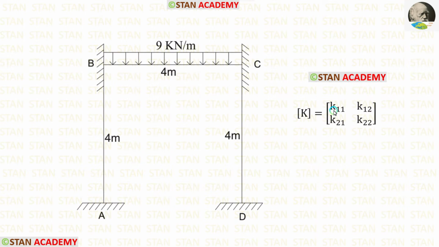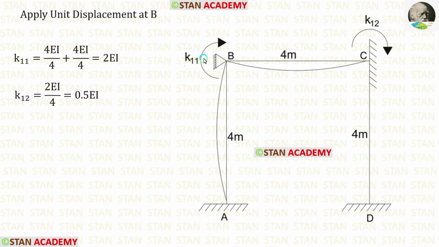In the stiffness matrix, now let us find the first row. For that, we have to apply unit displacement in the first coordinate. Our first coordinate is in the point B. So, in the point B, we have to apply unit displacement. In the point B, there was a fixed support, but when we apply unit displacement, let us assume that it becomes a hinged support. Let us see how to draw these curves.